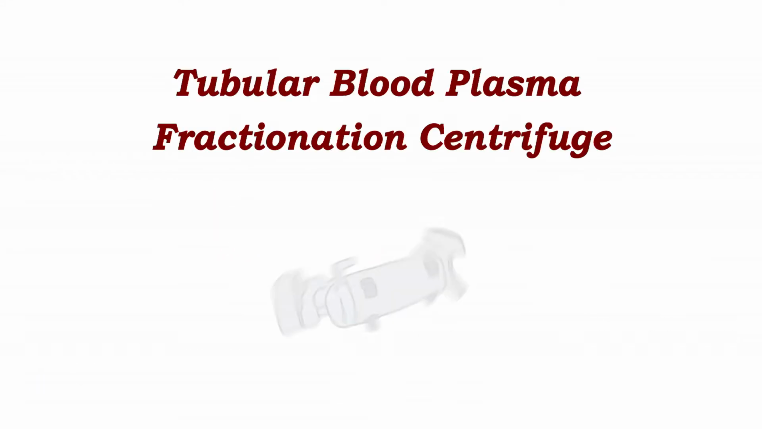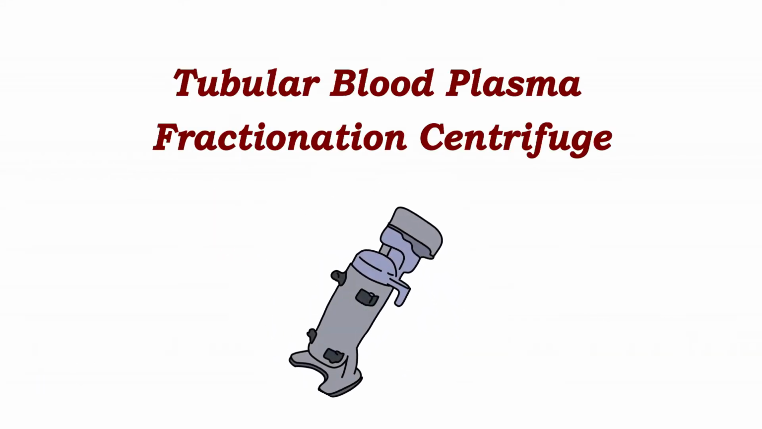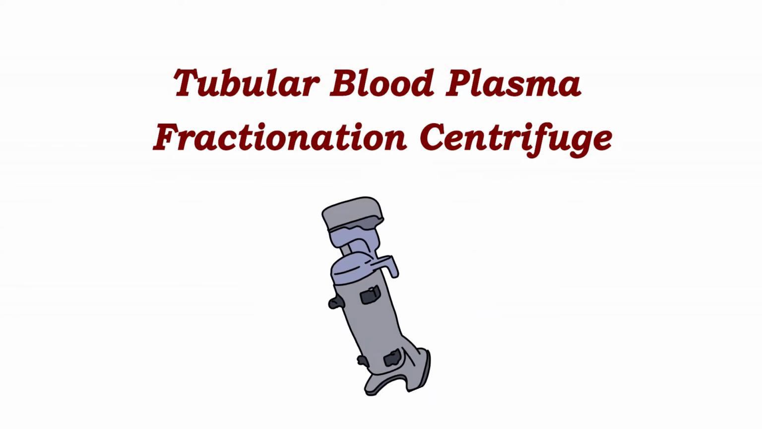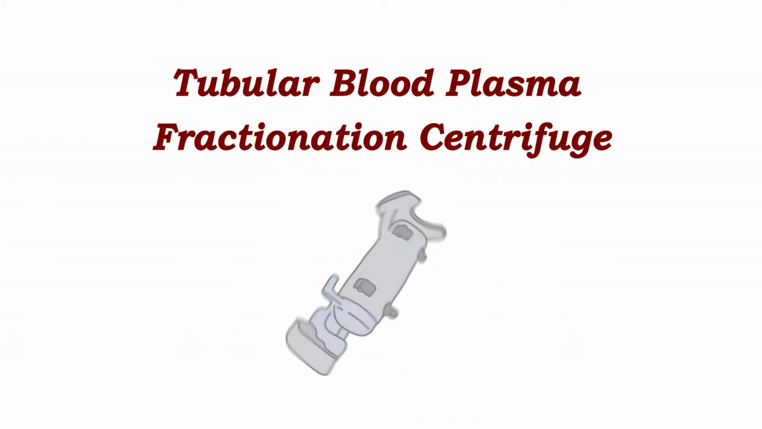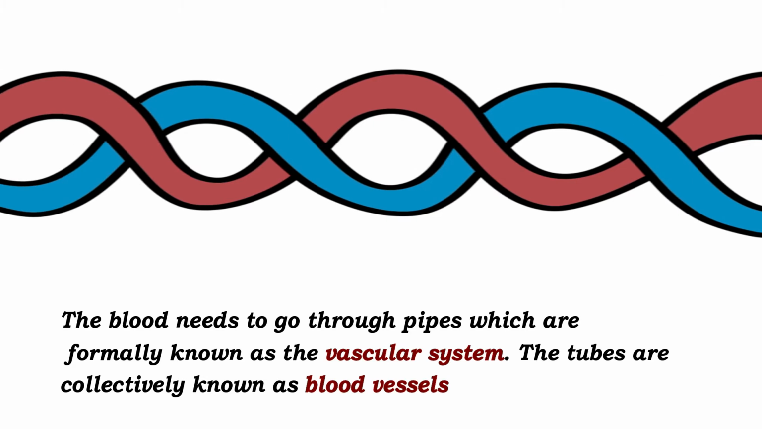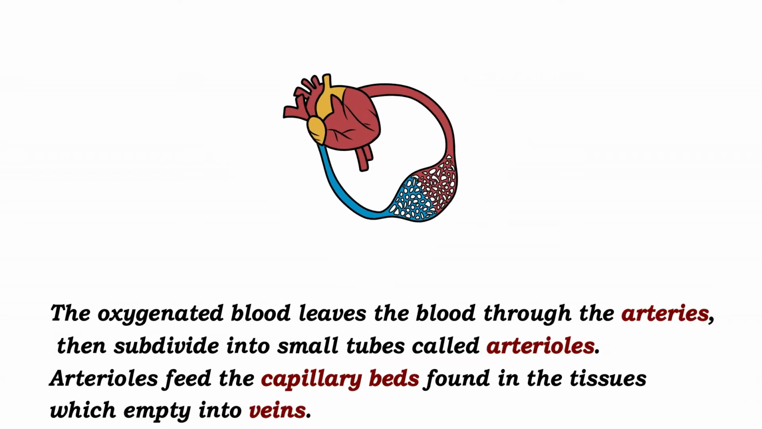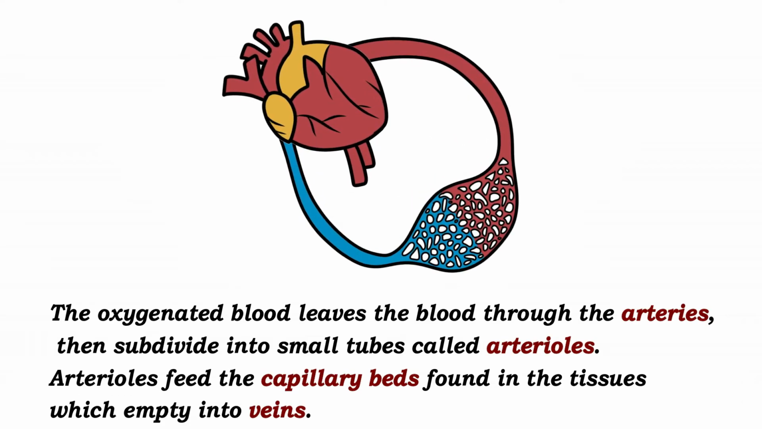You might be wondering how they were able to separate blood into their liquid and solid components. Blood fractionation is the use of centrifugal force by spinning the blood at a fast rate. Let's move over to blood vessels. The blood needs to go through pipes which are formally known as the vascular system. The tubes are collectively known as blood vessels. Here's how the blood travels and gets distributed around the body in a nutshell.